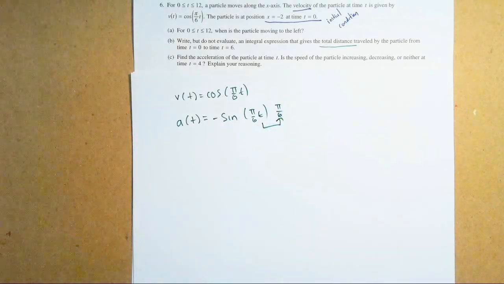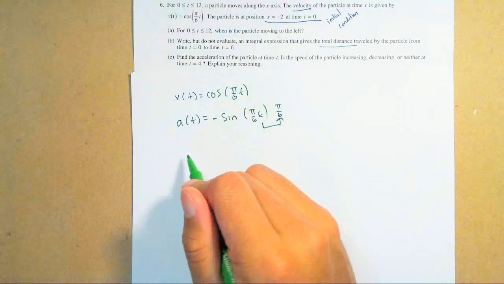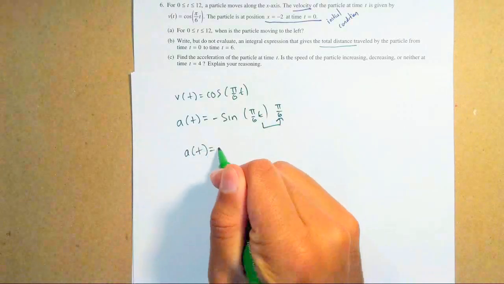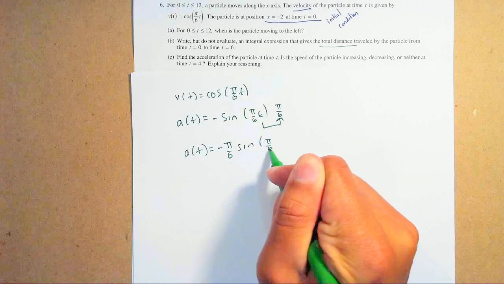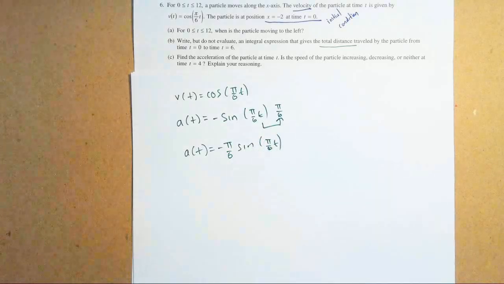I'm going to make this a little bit nicer. I'm going to bring this pi over 6 to the front. So a of t is equal to negative pi over 6 sine pi over 6t. So remember, acceleration is a derivative after velocity. So all you gotta do is one derivative, and if there's an inside, don't forget the chain rule.